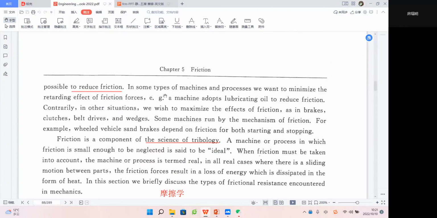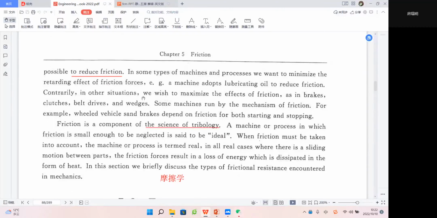So in some types of machines and processes, we want to minimize the retarding effect of friction forces. In my opinion, the retarding effect may be the negative effect of the friction force, right? And a machine adopts lubricating oil, 润滑油, to reduce friction.